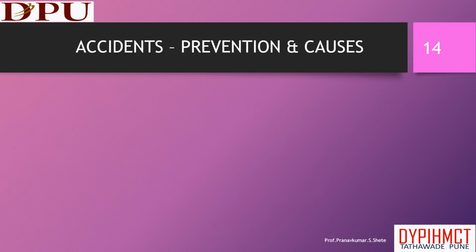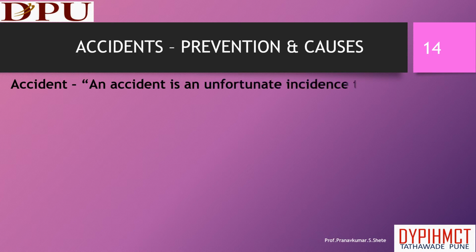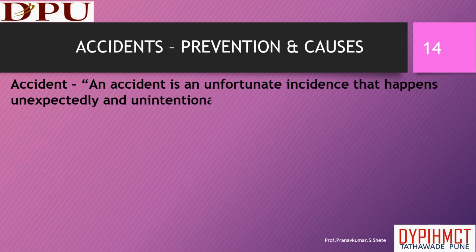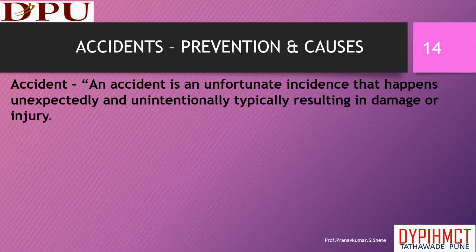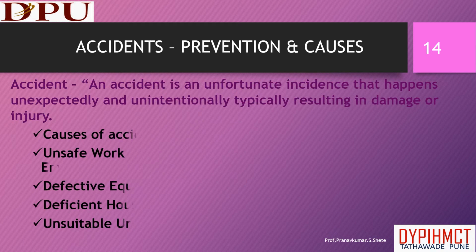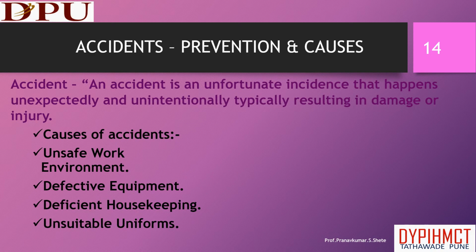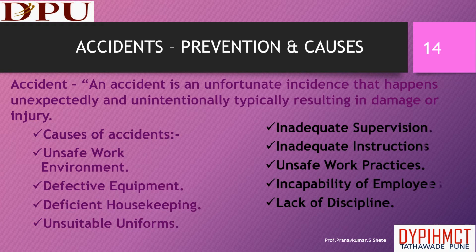Accidents, prevention and causes. Accident. An accident is an unfortunate incident that happens unexpectedly and unintentionally, typically resulting in damage or injury. Causes of accidents. Unsafe work environment. Defective equipment. Deficient housekeeping. Unsuitable uniforms. Inadequate supervision. Inadequate instructions. Unsafe work practices. Incapability of employees. Lack of discipline.